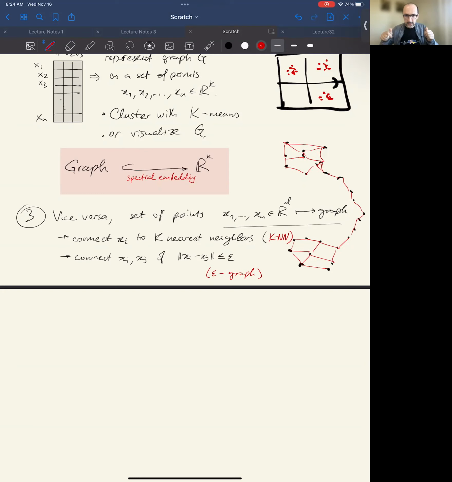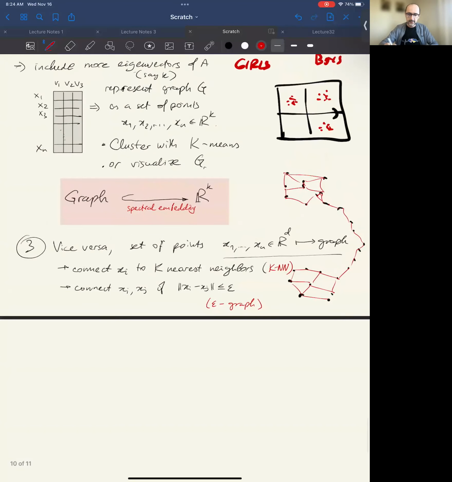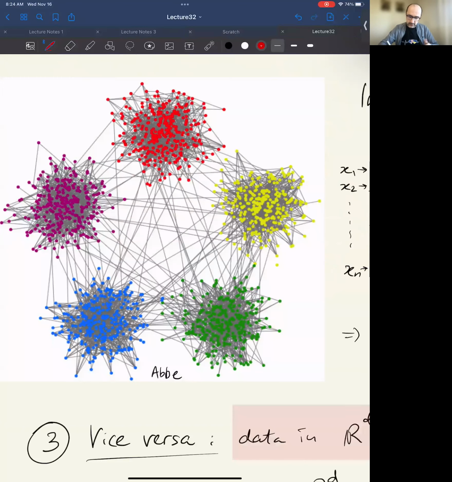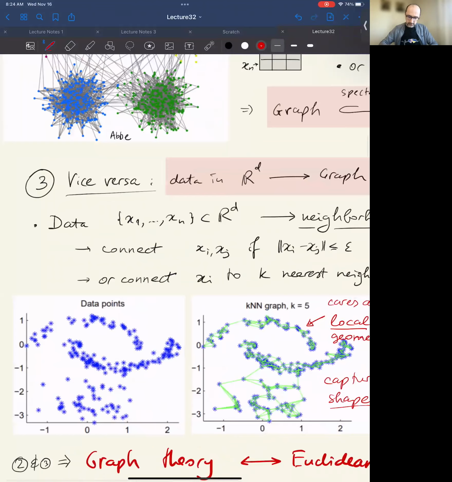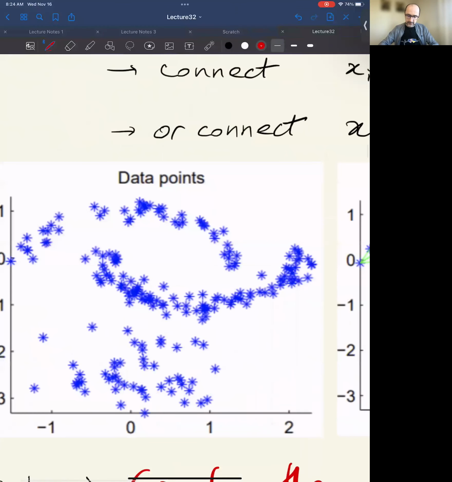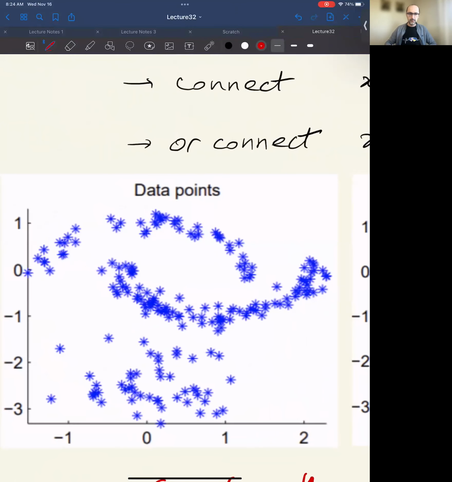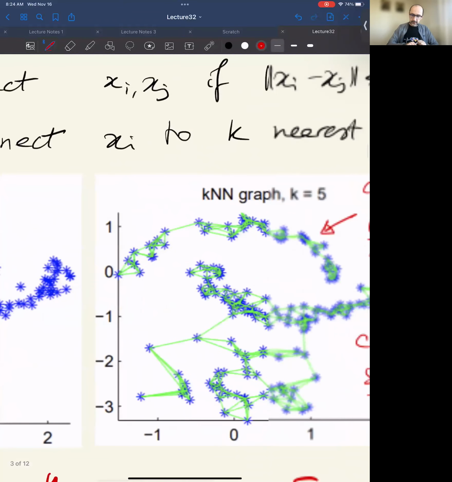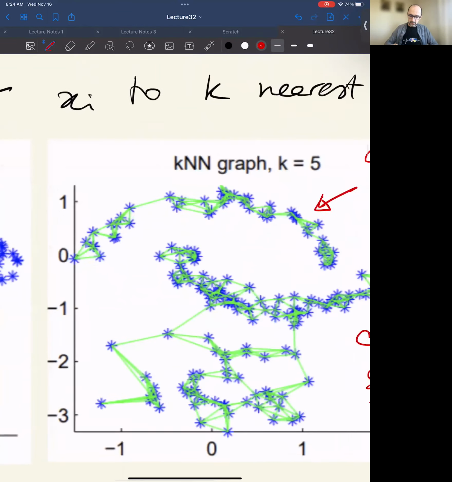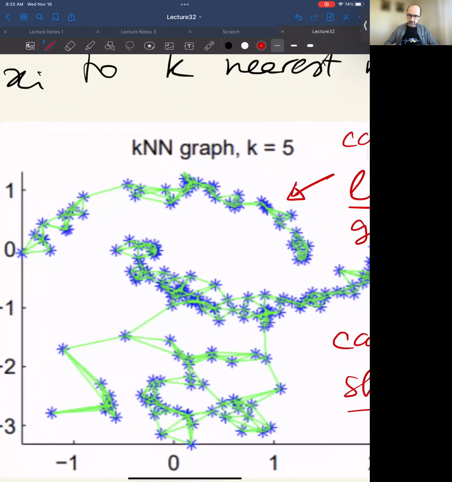Good. Is the definition clear? Yeah. That's how we can compute a graph from the point set. And here is how it works. So here's a data set, points, just points in R2. And here we consider a KNN graph, just like that.